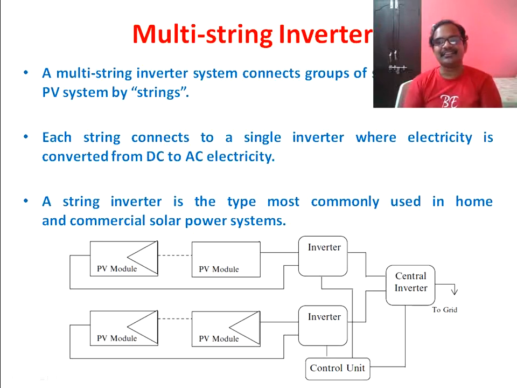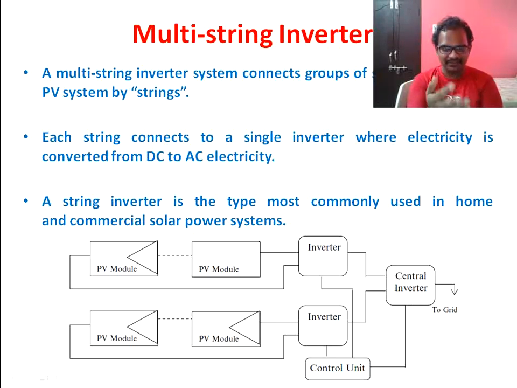Next one is multi-string inverters. As we already know, an array consists of a number of strings in parallel. So instead of placing a single central level inverter, we use one inverter for every string. Say, for example, there are 3 strings in an array. We'll use 3 inverters, one for each and every string. That's why we call it multi-string inverters. These string inverters are mostly used in home and commercial solar power systems in the range of 1 megawatt to 3 megawatts. You can see in the diagram there is an inverter for each and every string.